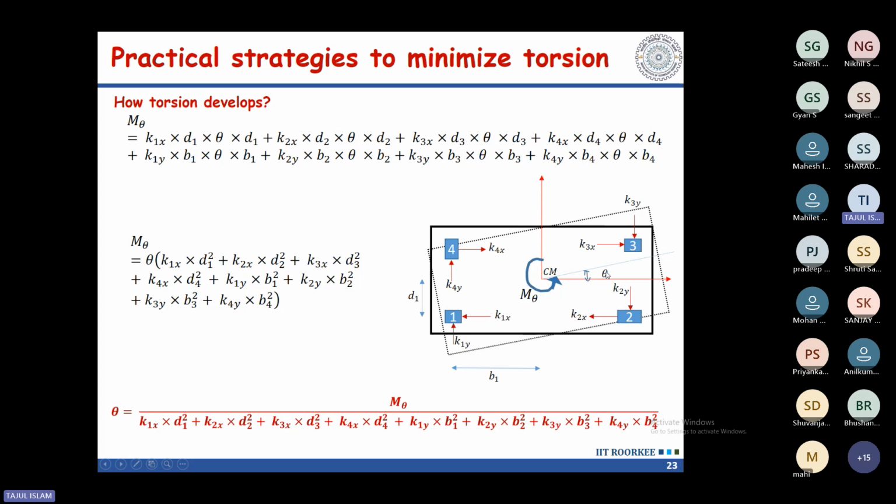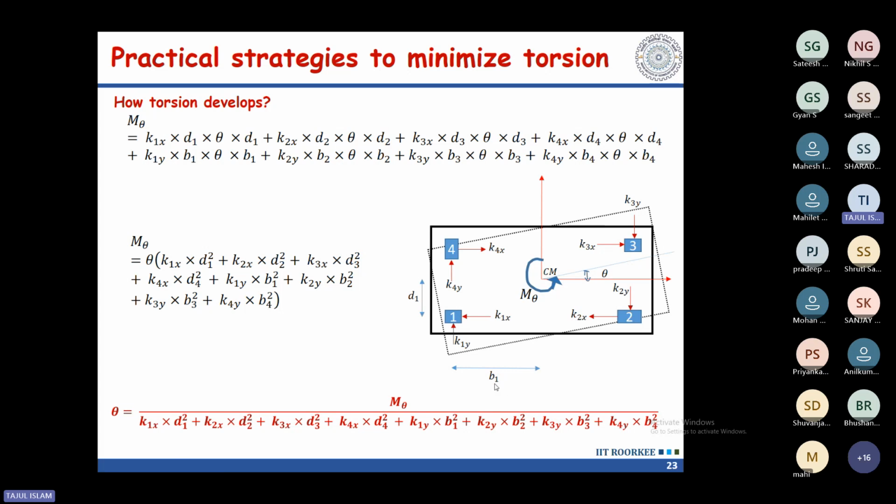Then my objective is to determine theta. So what I can do is I can keep theta and the remaining terms I can take to the other side. So you'll get M theta divided by this stiffness terms. Okay, now here you see, theta is equal to applied torsional moment divided by sum of the resisting moments, so stiffness multiplied by distance square, and all the members are added together.